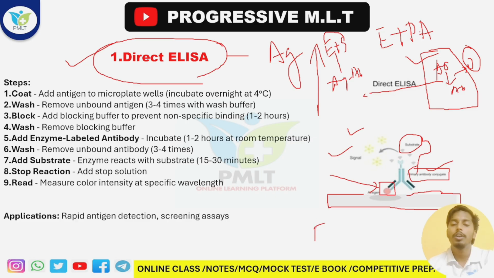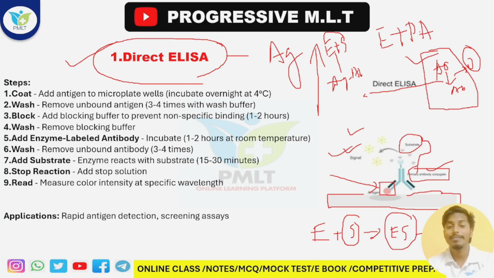Because without the substrate, the enzyme cannot do the color reaction, nor any kind of reaction. We have already understood this phenomenon in the chapter on enzymes. Without the substrate, the ES complex will not be formed. Without the ES complex, the product will not be formed. Here the product is the signal, the color. You have already understood this.